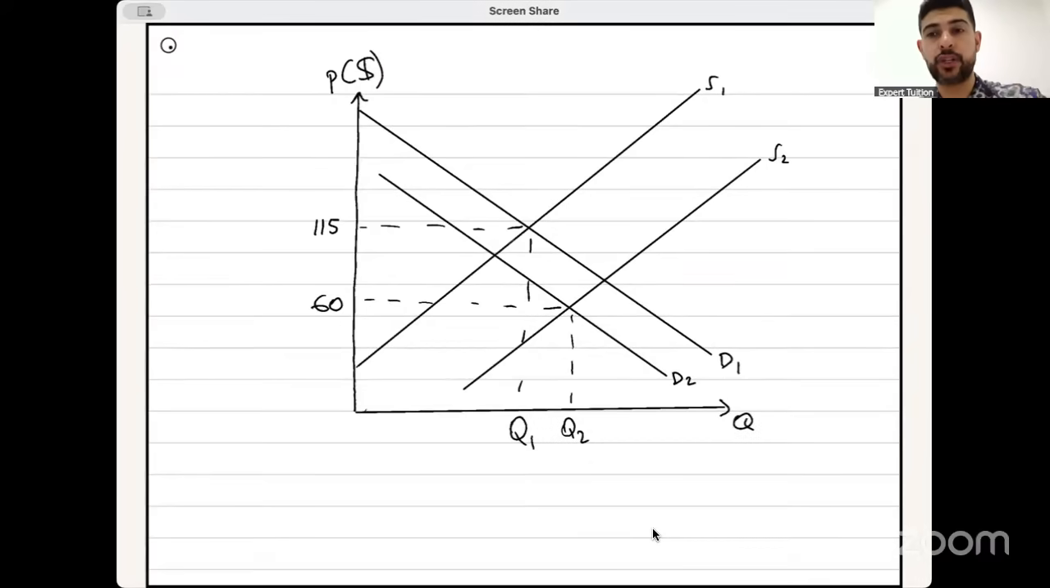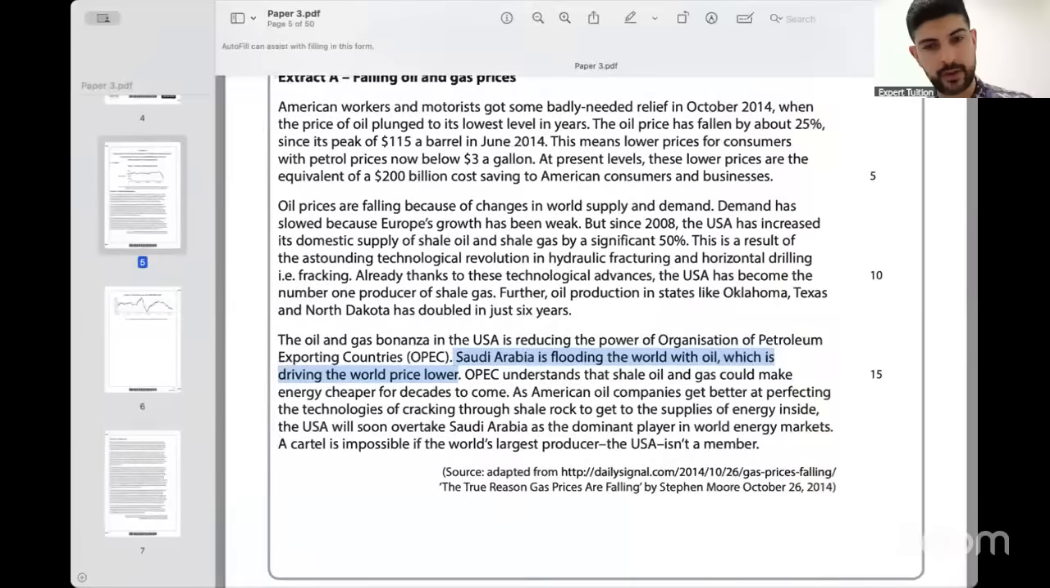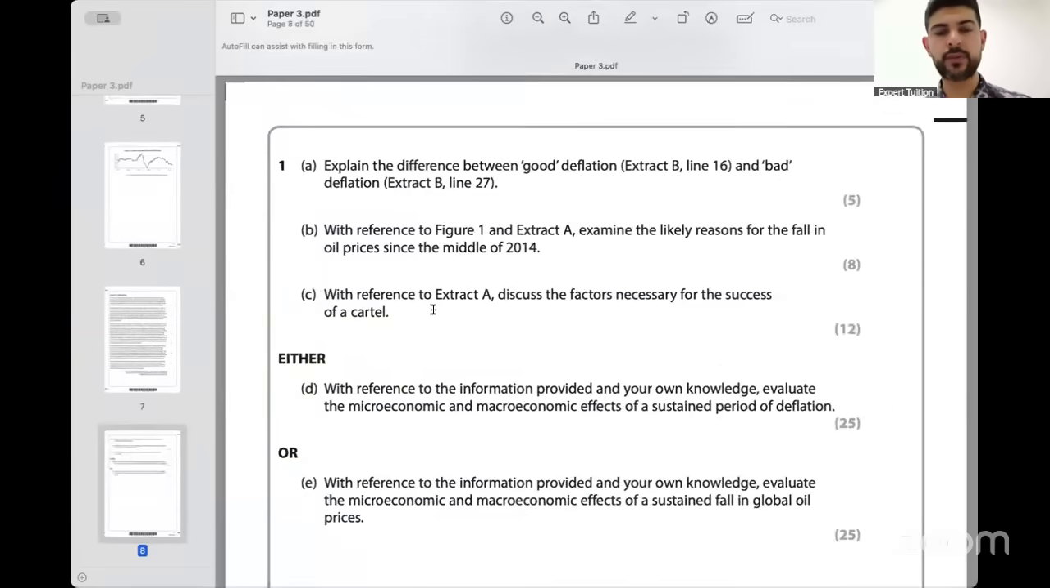We need one evaluation. And the evaluation typically is when prices are going down, you can go, oh, it's temporary, it might go back up. And I said to you guys that there are clues. There are clues upon clues upon clues. Look for the clues. Let's find the clue. Look at the 12 marker. The 12 marker is with reference to extract A, discuss the factors necessary for the success of a cartel.